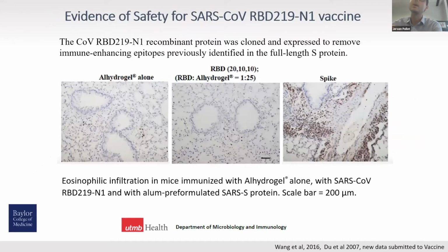We also have some really good evidence for the safety. One of the things, of course, is always eosinophilic infiltration, and a lot of the data originally comes from problems with antibodies when people are vaccinating with the whole spike protein. As you can see on the right, that also causes a lot of eosinophils. But our vaccine candidate on the aluminum did not show any of that. So we think that because we eliminated some of those immune-enhancing epitopes, we have a better and safer vaccine candidate.